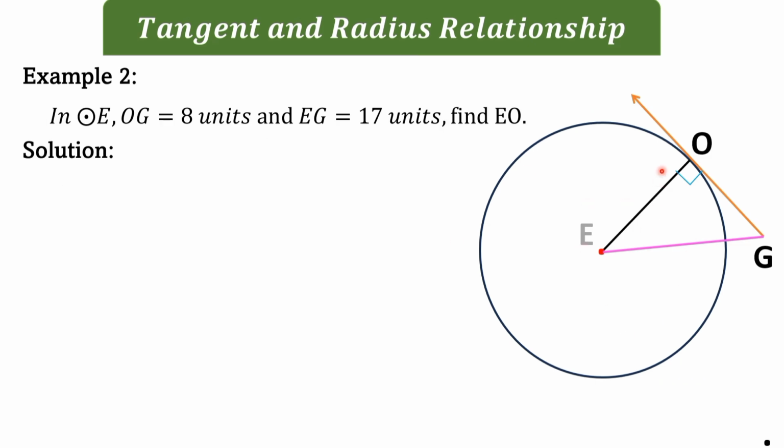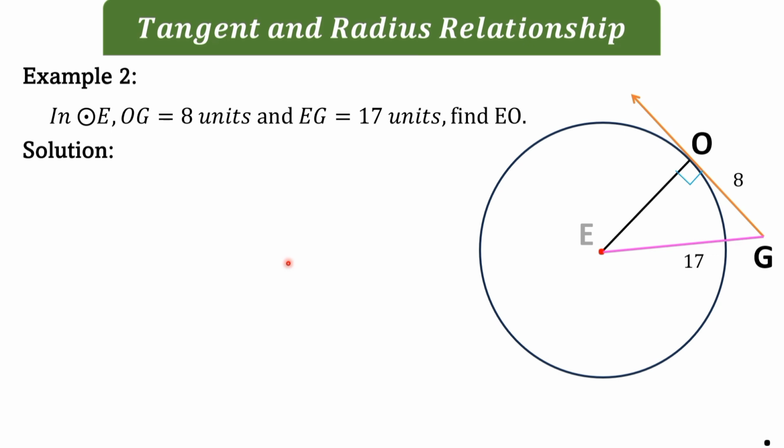OG, or the length of OG, is 8 units and the length of EG is 17 units. Find the length of EO. Triangle EOG is a right triangle because EO is perpendicular to ray GO. EG is the hypotenuse and EO and OG are the legs of the right triangle.